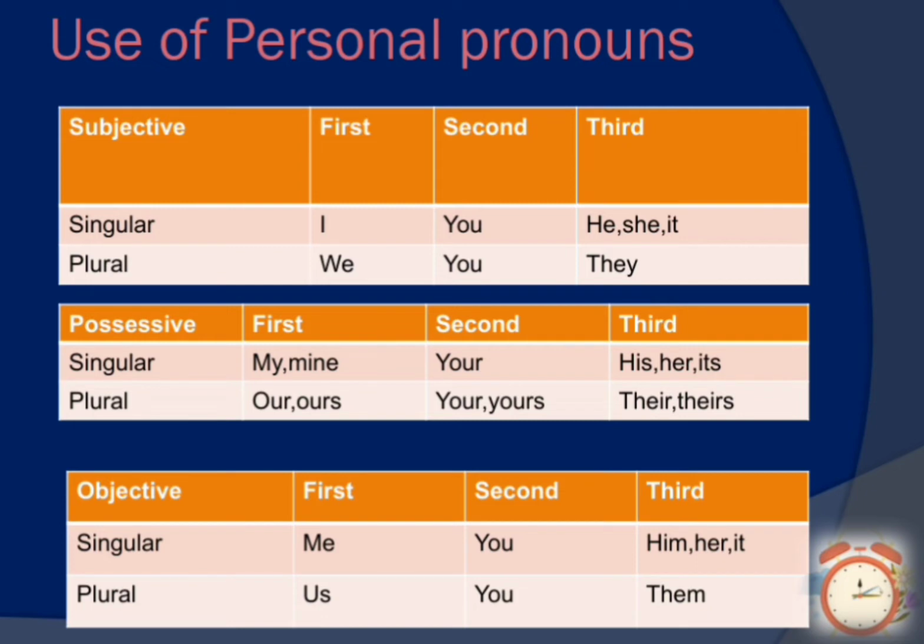Before we move ahead, it's very important to understand the use of personal pronouns, which is very important for all the tenses. There are three cases. As you can see: subjective, singular, and plural. For singular: I, first person; you, second; and third, he, she, it. For plural: we, first; you, second; they, third.